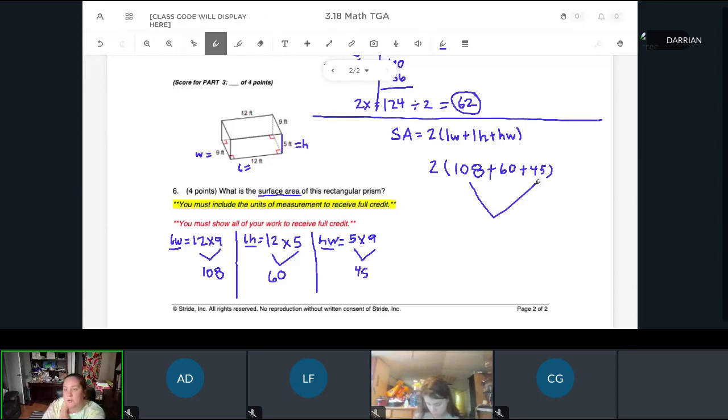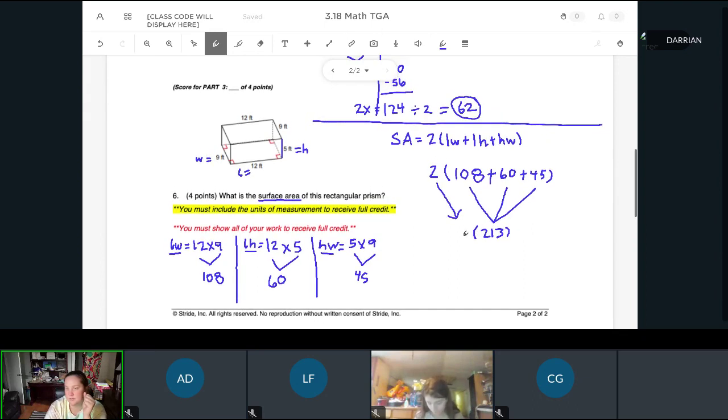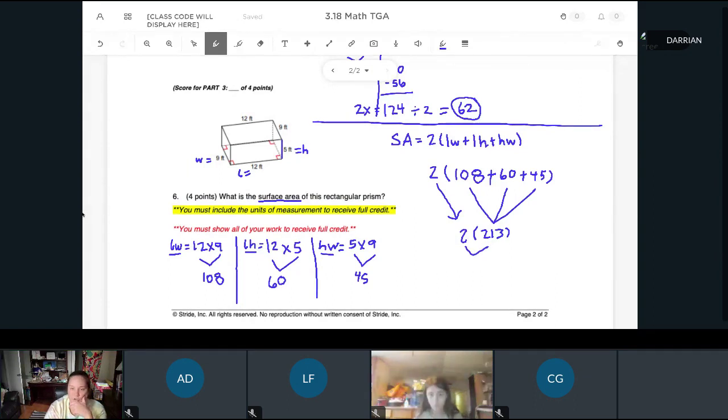Now I'm going to add all 3 of these up together and tell me what you get. What's 108 plus 60 plus 45? Very good. 213 in parentheses. And bring that 2 down. Okay, don't forget about the 2. So what is 2 times 213? Very good. 426. And we're done.